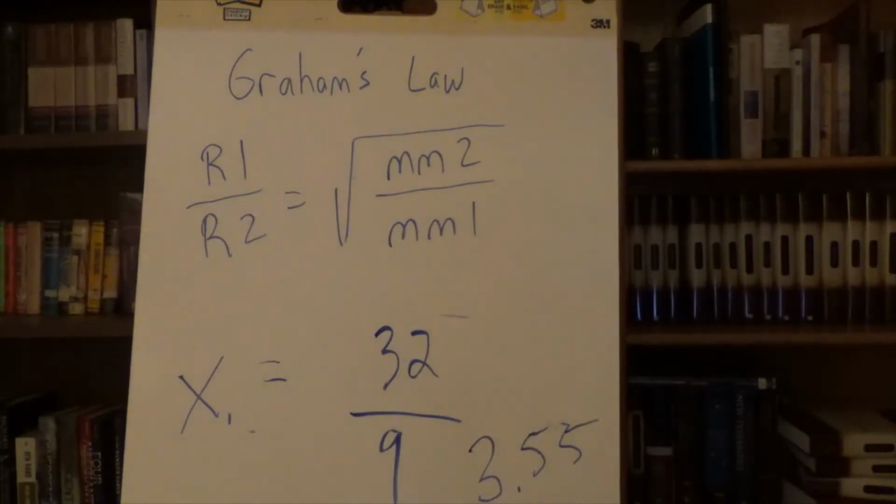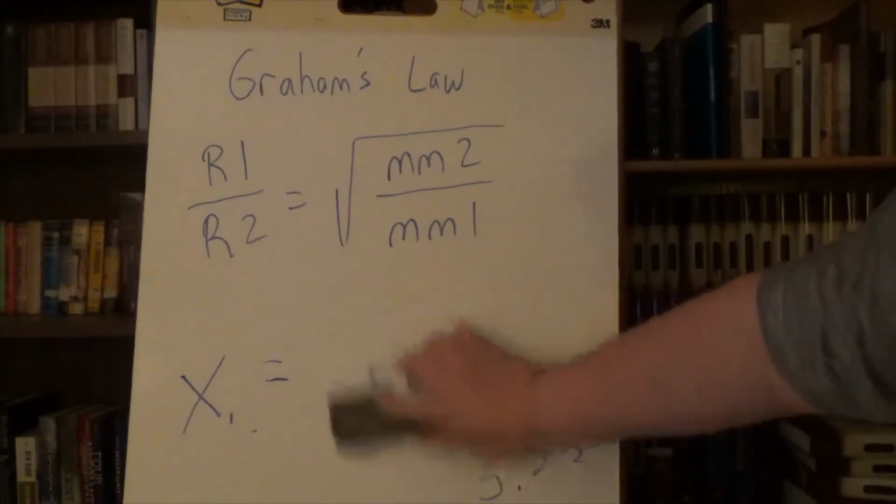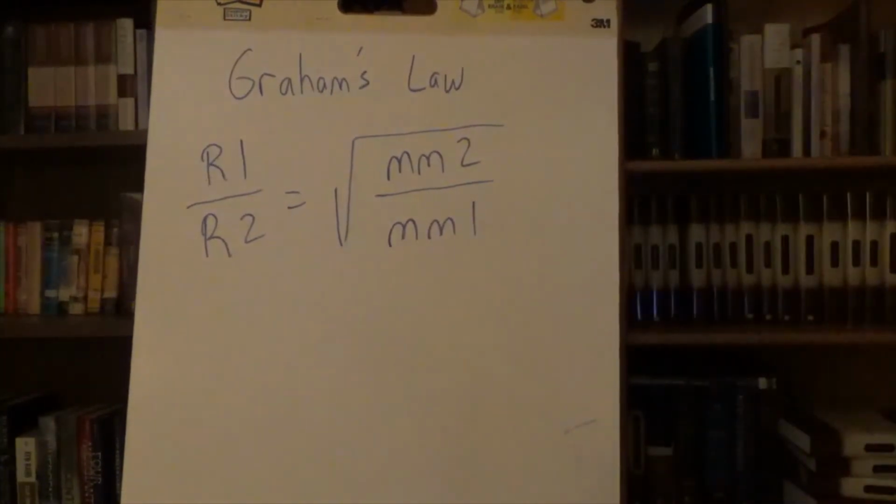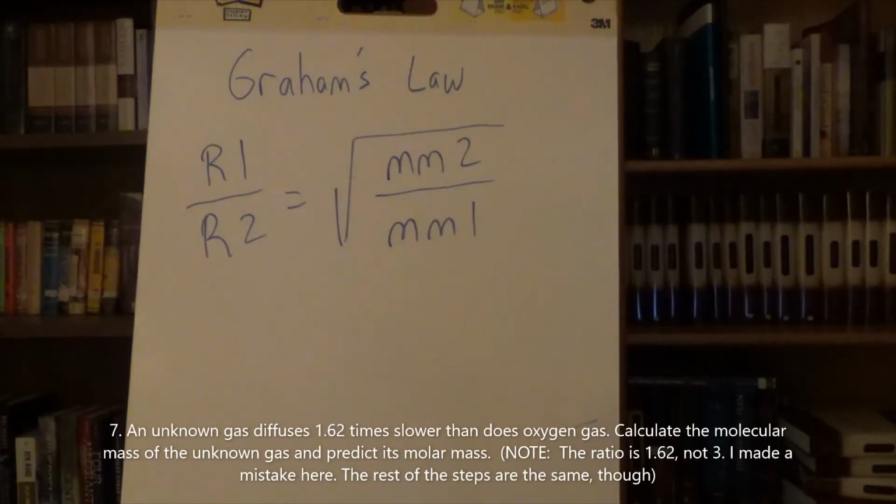So, let's do one more. Let's take a look at number 7. Alright? So we're going to erase this. And do number 7. An unknown gas diffuses 1.62 times slower than does oxygen gas. Calculate the molecular mass of the unknown gas and predict what the unknown gas is.